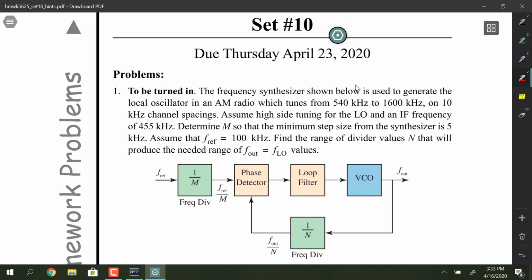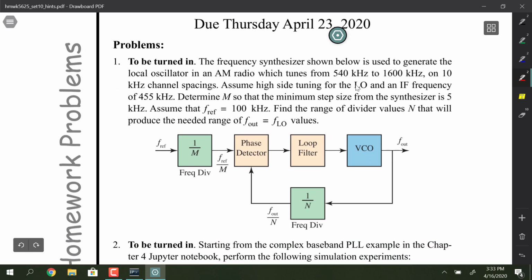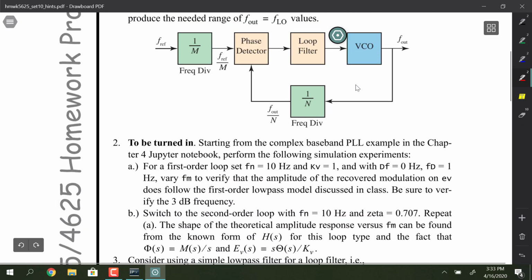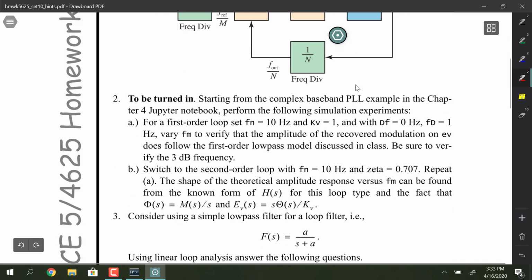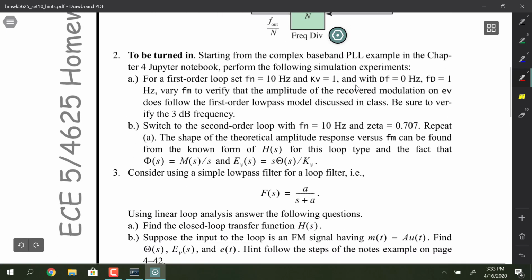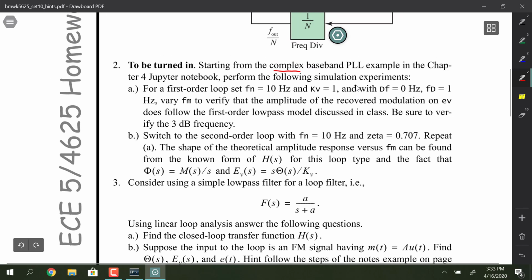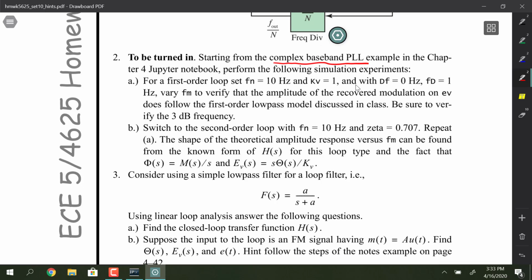So this next homework assignment has a frequency synthesizer on it, which we haven't talked about yet. And that's one of the problems due. This is actually a very simple problem once we go through it. Second problem is working with a simulation. It's going to be working with the complex baseband simulation, which we hadn't quite gotten to in the Jupyter Notebook, but it was coming up very soon.